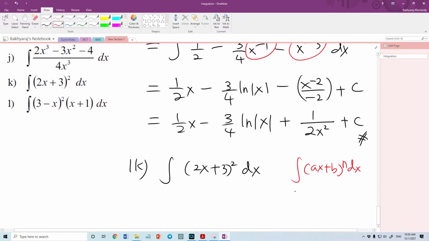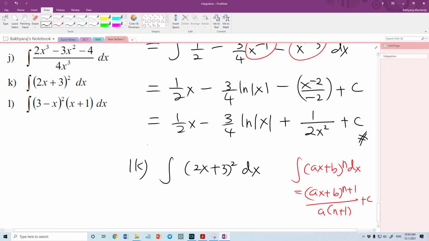So this one will give you ax plus b power of n plus 1 divided by a times n plus 1 plus c. So this is the formula. This is another formula for polynomial, and this one only works if 2x plus 3 is linear. Linear means no power. If no power, we can apply this formula.